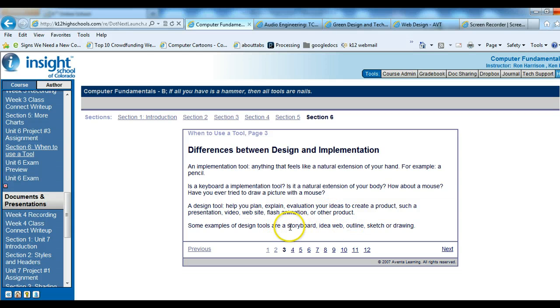So some examples of design tools: a storyboard, idea web, outline, sketch, or drawing. So those are examples of design tools, and they help you create these products. And then up here it talks about implementation tools.